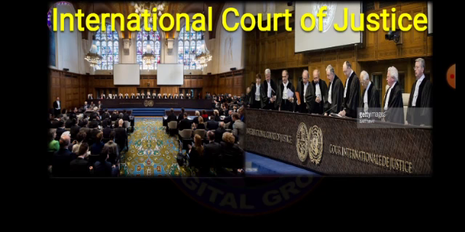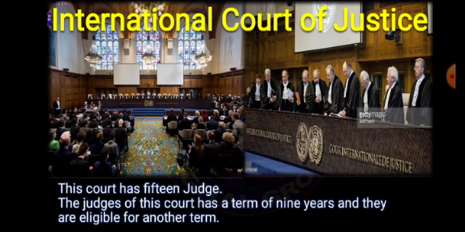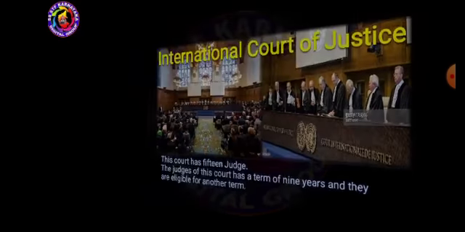And the next important affiliated body of UNO is the International Court of Justice. This International Court of Justice is presently the principal judicial body of the United Nations Organization, where it has a total of 15 judges to take each and every decision in the ICJ. This organization is located at The Hague city of the Netherlands for the maintenance of peace, where all these 15 judges have a term of 9 years, and they are eligible for another term after the end of the 9 years term.